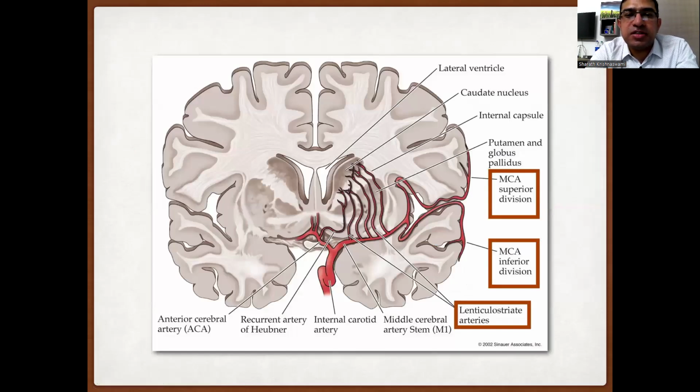This is a coronal section of the brain. If you can see, the middle cerebral artery bifurcates into the superior division and the inferior division. And these are the various branches of the middle cerebral artery, which supply the putamen, the internal capsule, the caudate nucleus, and the lateral ventricle.